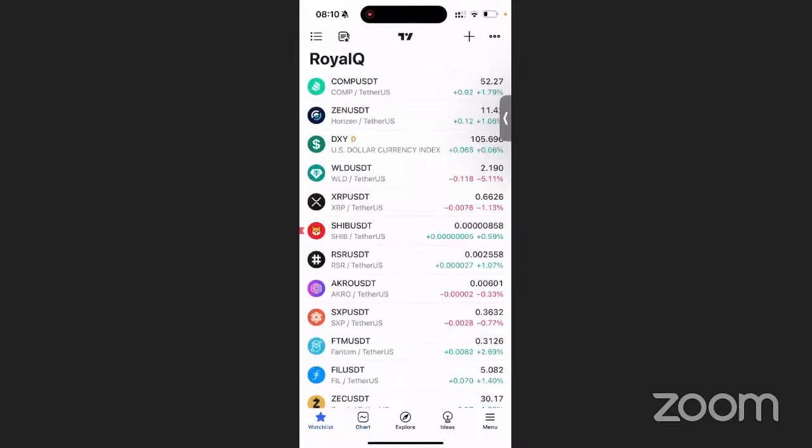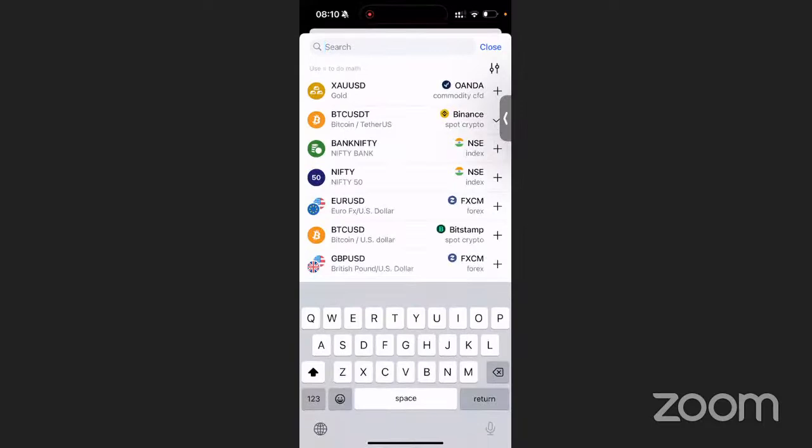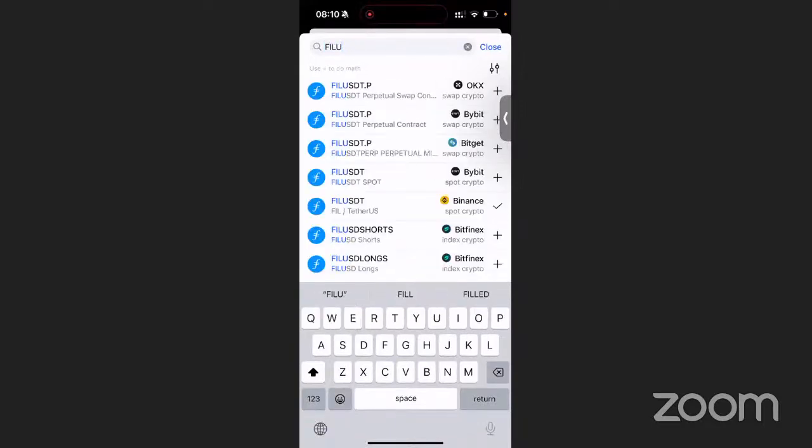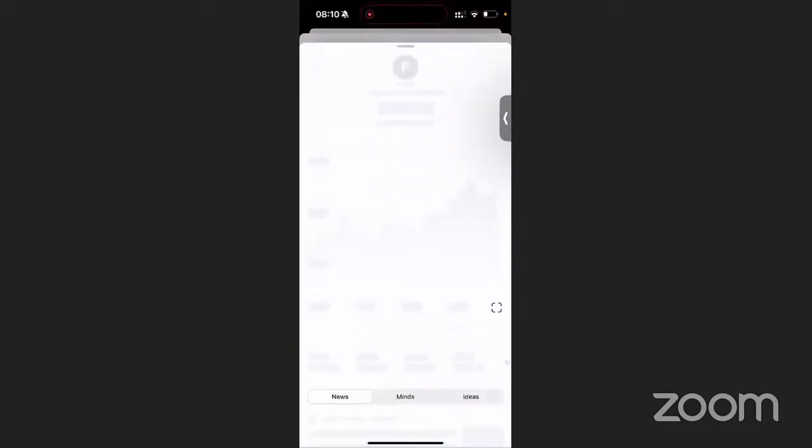I could show you one of the previous coins that have done well. Let me just find a few of them. I've seen USDT, this coin. Okay.